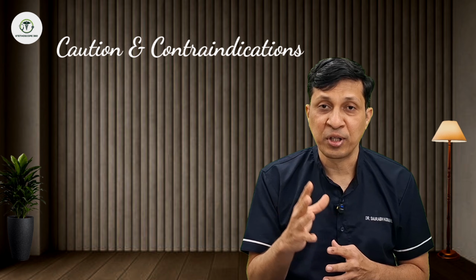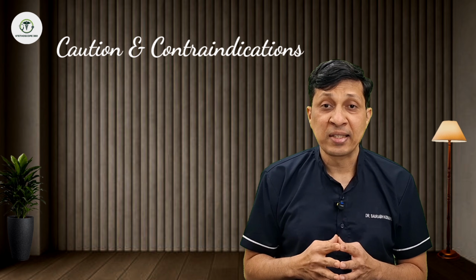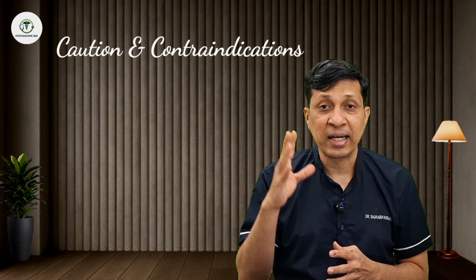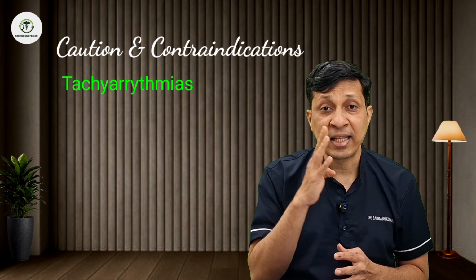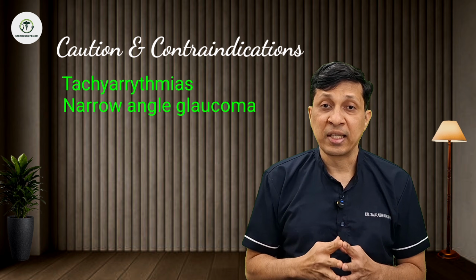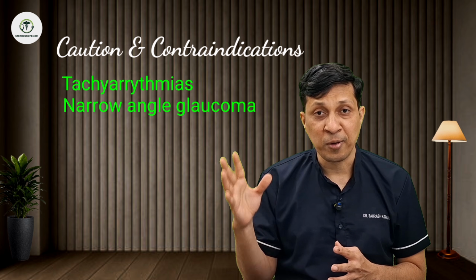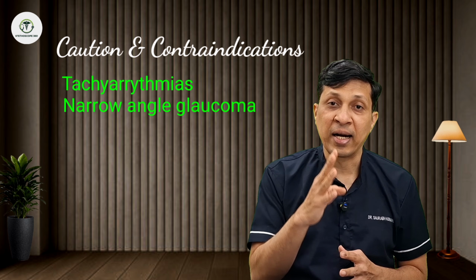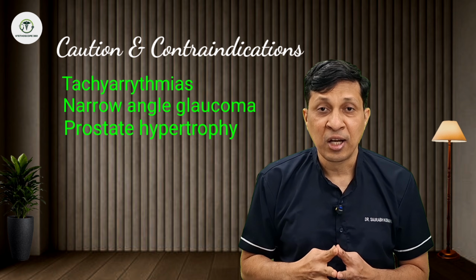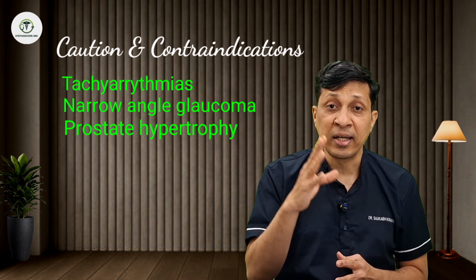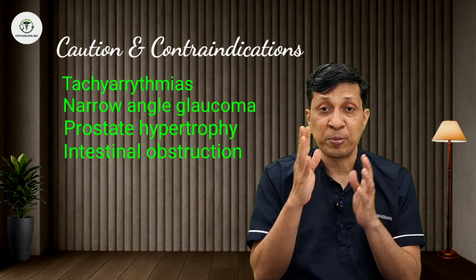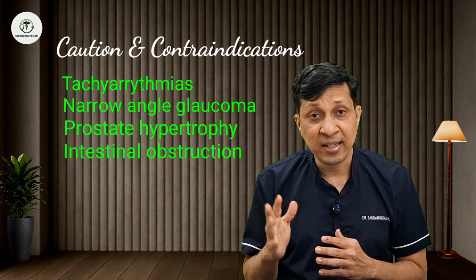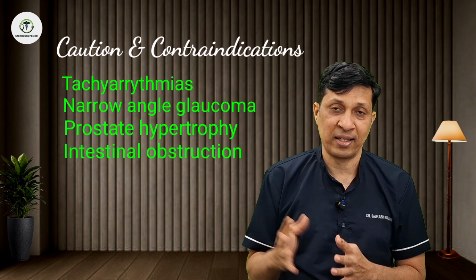Now, what are the contraindications or cautions for the use of atropine? Obviously, atropine is first contraindicated in tachyarrhythmias. Secondly, it is contraindicated in narrow angle glaucoma because here it will raise the intraocular pressure. Third, it is contraindicated in prostatic hypertrophy because here it will cause urinary retention. Fourth, it is contraindicated in intestinal obstruction or paralytic ileus because it will worsen the ileus.